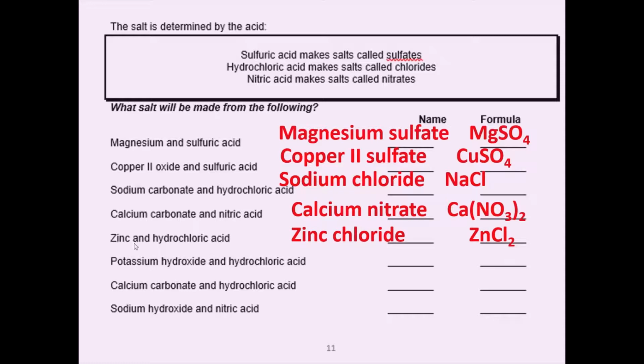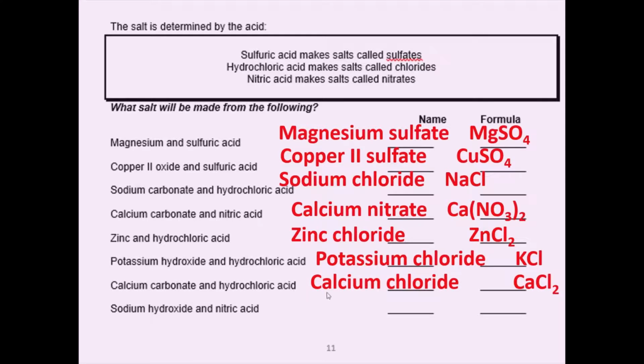Zinc and hydrochloric acid, zinc chloride. Zn+2, Cl-1, ZnCl2. Potassium hydroxide and hydrochloric acid, potassium chloride, K+1, Cl-1, KCl. Calcium carbonate and hydrochloric acid, calcium chloride, Ca+2, Cl-1, CaCl2. And sodium hydroxide and nitric acid, sodium nitrate, Na+1, NO3-1, NaNO3.